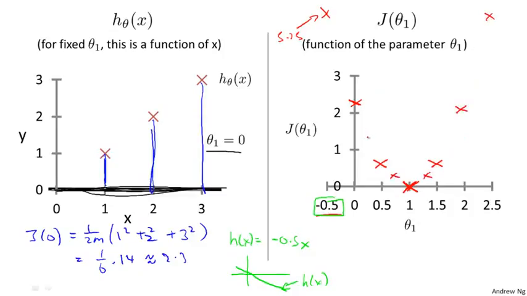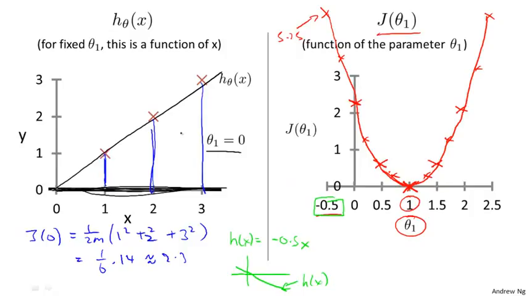And it turns out that you compute a range of values, you get something like that. And by computing the range of values, you can actually slowly trace out what this function, j of theta, looks like. And that's what j of theta is. To recap, each value of theta 1 corresponds to a different hypothesis, or to a different straight line fit on the left. And for each value of theta 1, we could then derive a different value of j of theta 1.